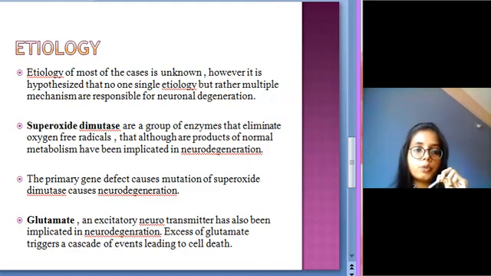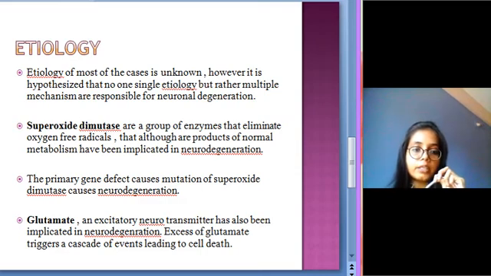The first is superoxide dismutase. Superoxide dismutases are a group of enzymes, right? They eliminate the oxygen free radicals. This elimination of the oxygen free radicals leads to neurodegeneration, right? The presence of superoxide dismutase is a result of mutation, a primary gene defect, which leads to neurodegeneration.